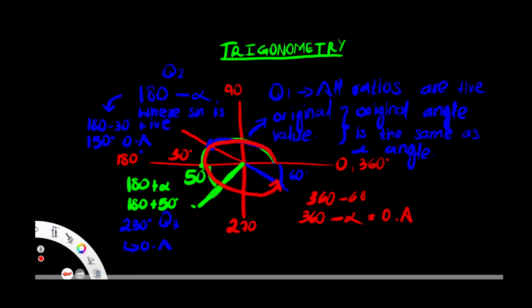So in other words, for this quadrant where tan theta is positive, we do the following. And where cos is positive, we subtract 360.